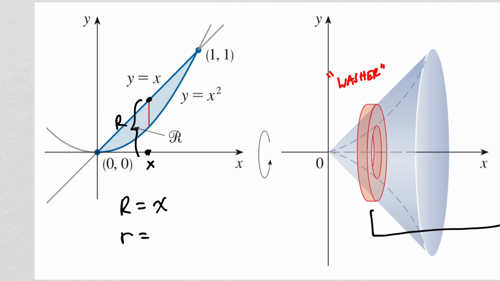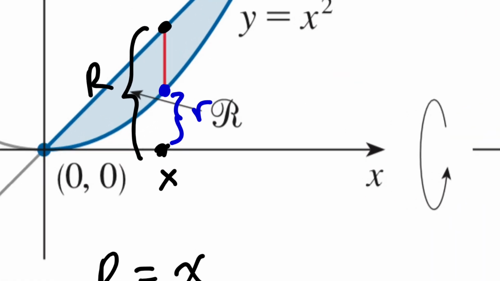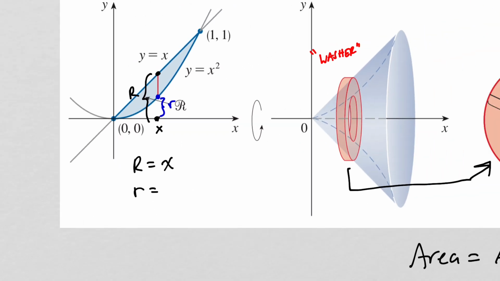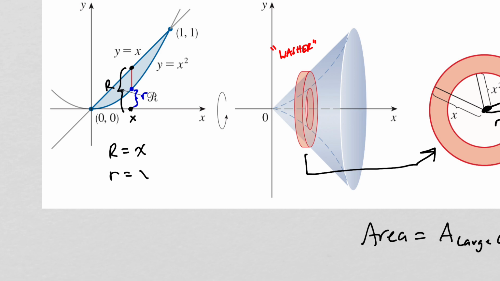Little r is the distance from here to here. Okay, so this is little r. And that distance is simply the y value here, but that y value comes from the curve y equals x squared. And so if we're at some value x here, the y value here is x squared. And so little r is x squared.